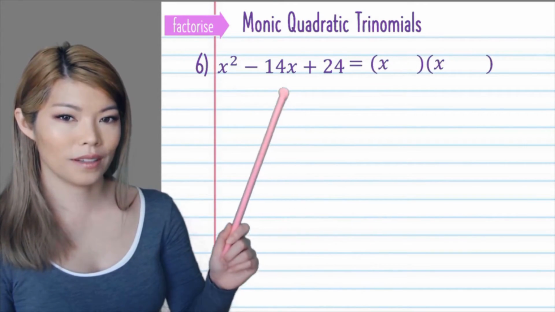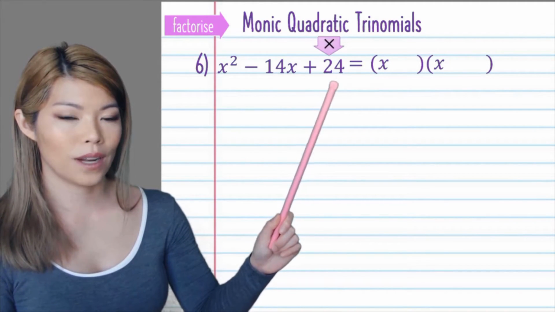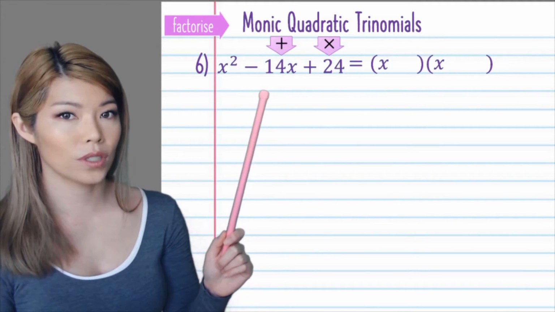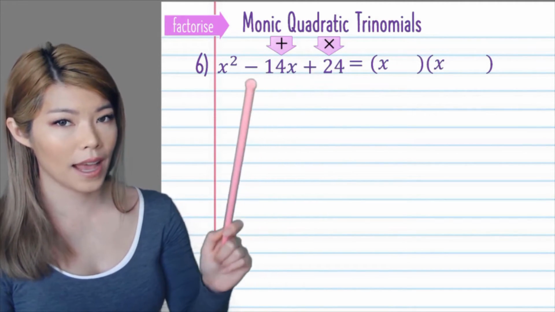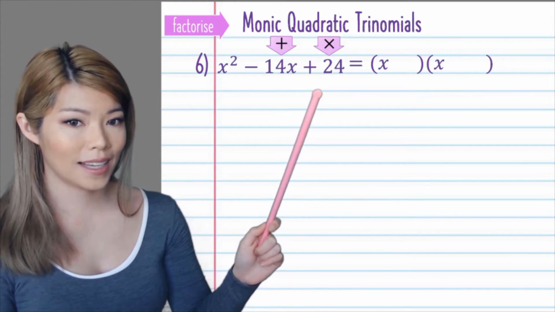Next question. x squared minus 14x plus 24. Again, look for numbers that multiply to 24 and add to minus 14. So how is it possible that two numbers multiply to be positive and add to be negative? Then both numbers, or both factors, have to be negative.